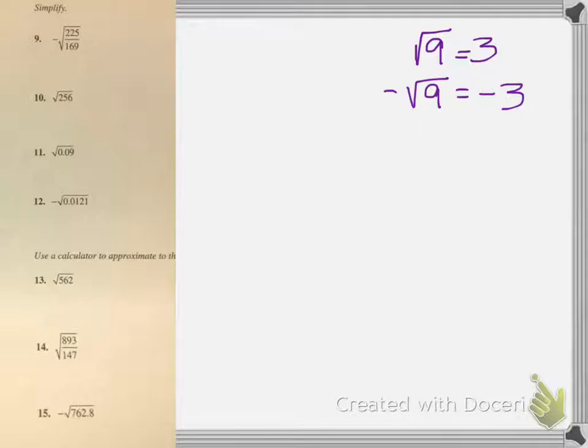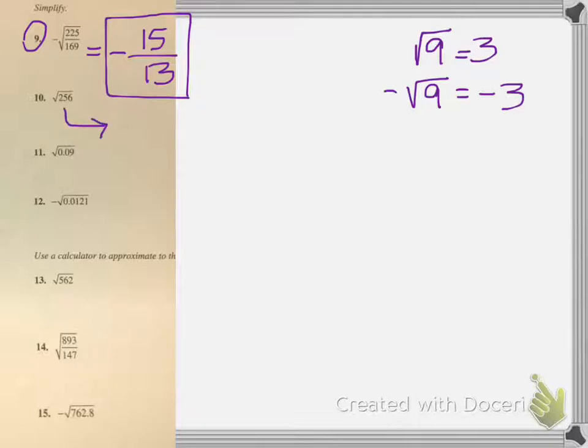So let's go back to our number 9 here. Since both the numerator and denominator are perfect squares, we can actually simplify this. The square root of 225 over the square root of 169, you could actually take the square root of them individually, and the numerator would be 15 and the denominator would be 13, since those are both perfect squares. For the square root of 256, they want the principal root. There is no negative in front, and that's how I know that, and that would be 16. It is also a perfect square.